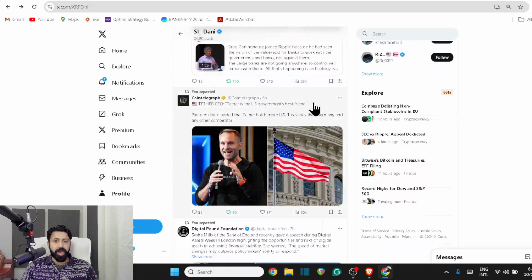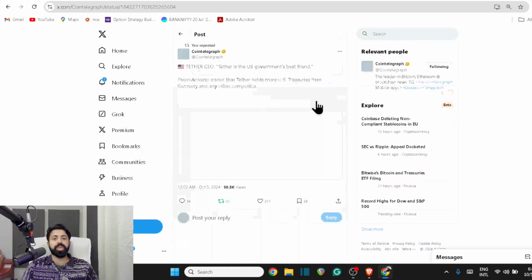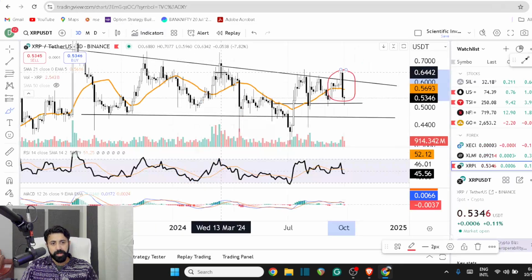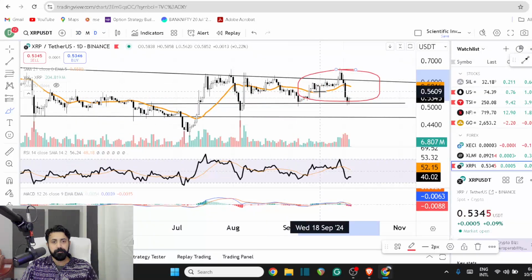The fear part is being pushed in through every side, whether it's about the burst of Tether or XRP going down to zero. People would push in all this. But understand, the reality is different.